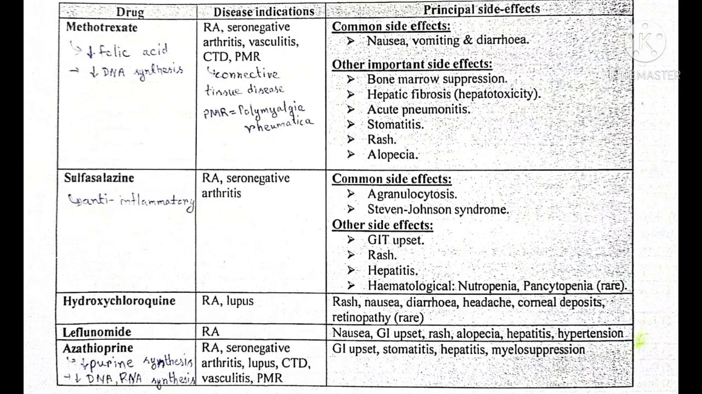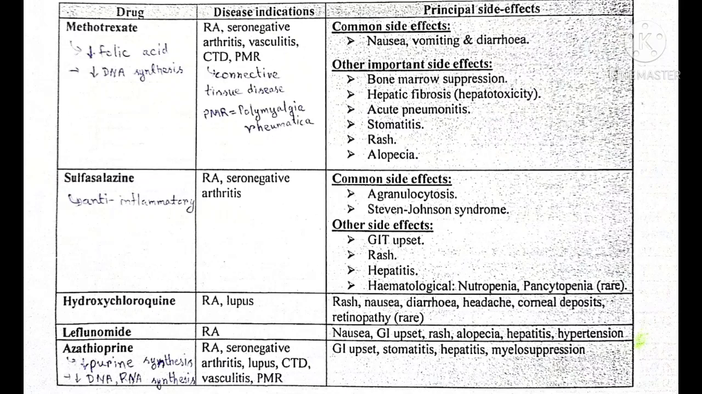Hydroxychloroquine is used, whose indications are rheumatoid arthritis and lupus. Its side effects are rash, nausea, diarrhea, headache, corneal deposits, and rarely retinopathy. Leflunomide is used, whose indication is rheumatoid arthritis, and side effects are nausea, GIT upset, rash, alopecia, hepatitis, hypertension.